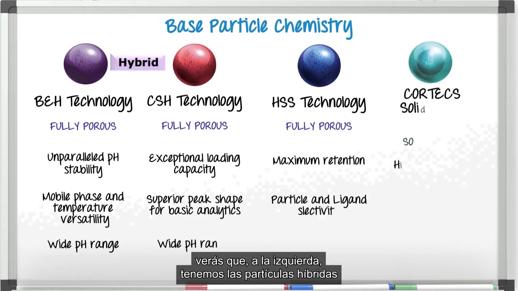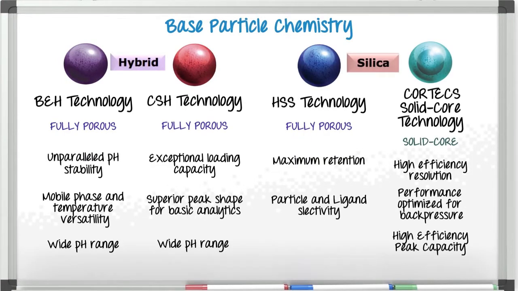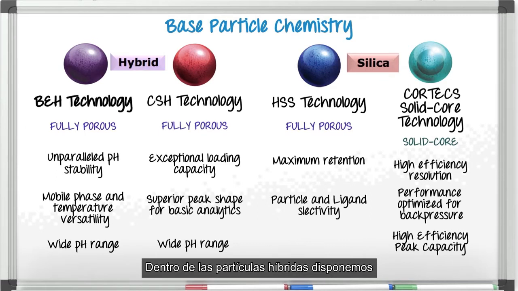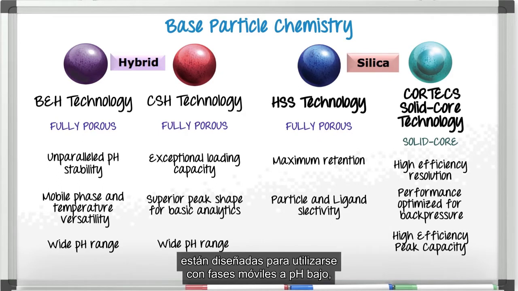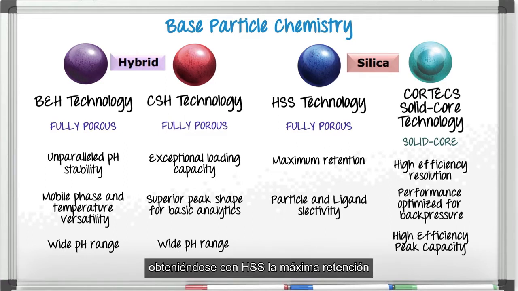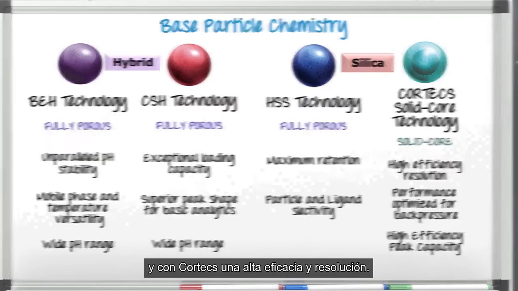Okay, if we take a look at our base particles, you'll notice to the left we have our hybrid particles, and to the right we have our silica-based particles. Our hybrid particles, our BEH technology, and our CSH technology are excellent when used in alkaline mobile phase. Our silica-based particles, HSS and Cortex, are designed to be used in low pH mobile phase, with HSS having maximum retention and the Cortex having high efficiency and resolution.